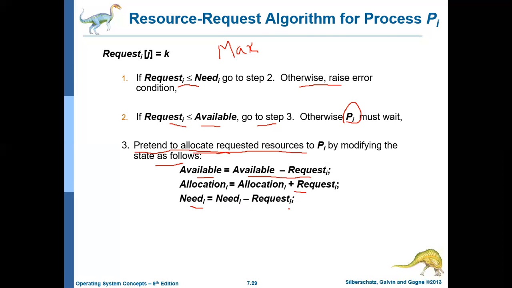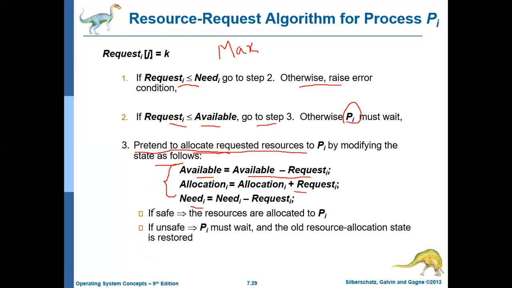After making these changes in the states, the operating system should check whether this is a safe state or not. Whether after making these changes, it will lead the system to a safe state or not, that it has to check. If it will lead the system to a safe state, then you allocate the resources, whatever was requested by PI, just allocate those resources to PI.